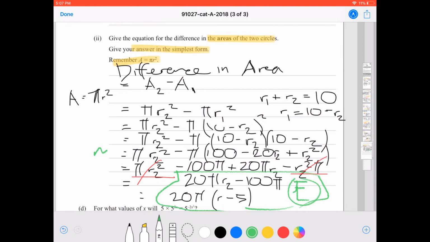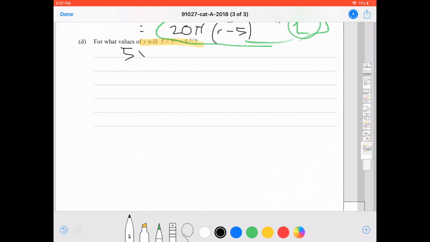question D. For what values of x will 5 times 5 to the power of 3x, I believe that is, equal 5 to the power of minus 2x squared? So let's say 5 times 5 to the power of 3x equals 5 to the power of minus 2x squared. Okay.